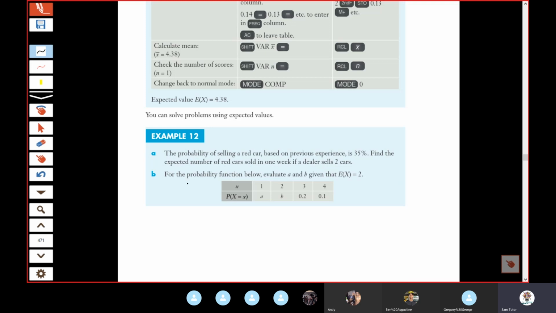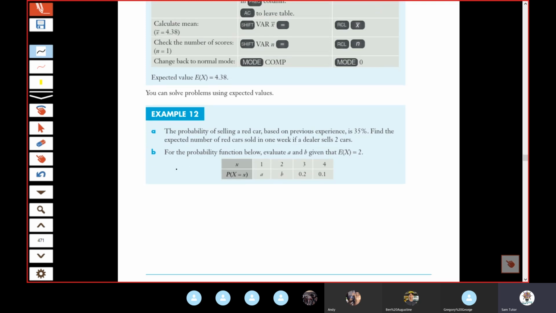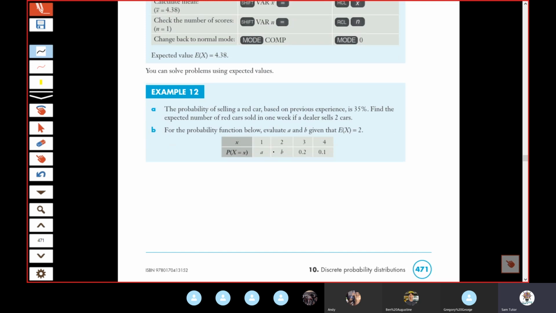It says for the probability, I like to do B. It says for the probability function below, evaluate A and B given that the expected value is 2. Well, what do we know? We've got to find A and B. Can anyone give me any tips on what I've got to do, or anything that comes to mind?